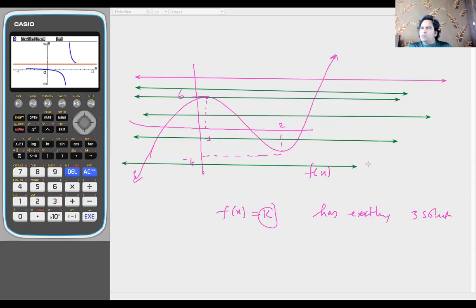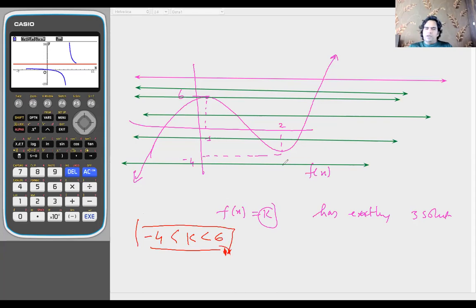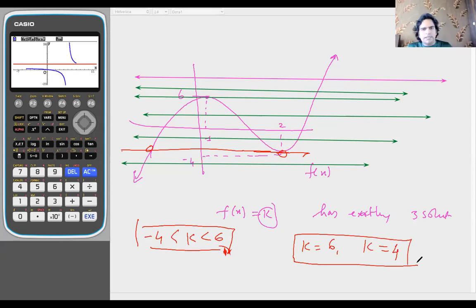Here again, one solution. So if you look at it, the 3 solutions happen only for k values from -4 to 6, non-inclusive. Because if I take inclusive, if I draw a horizontal line here, it cuts at 2 points. So for 2 solutions, I can take k equals 6 or k equals -4. So this is how you use the general logic and the equation set to understand and solve the functions questions.